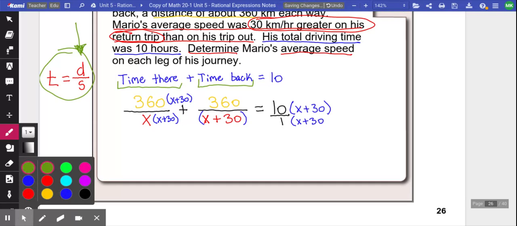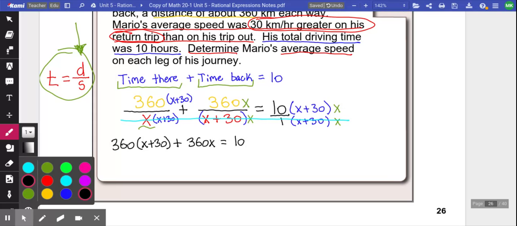This x also has to multiply to all things. So it has to multiply to that fraction and to this fraction. We now have a common denominator, which means we can cross out our denominators, leaving me with 360 times x plus 30, plus 360x, equals 10x times x plus 30. I'm just combining this x and this 10 to become 10x.